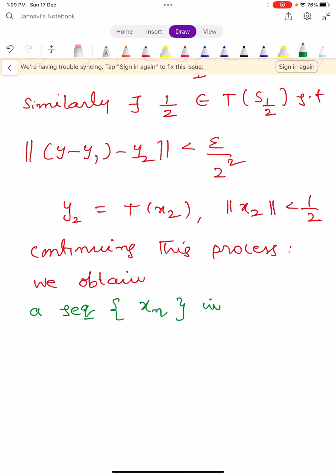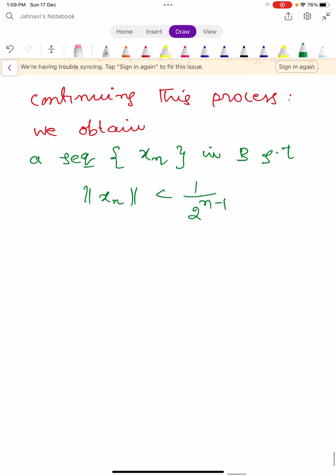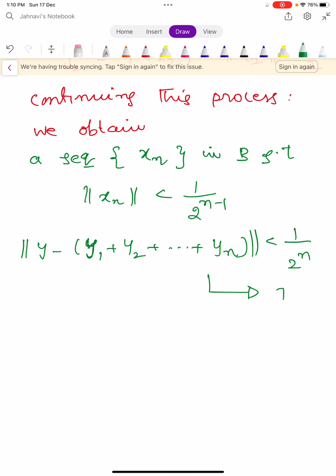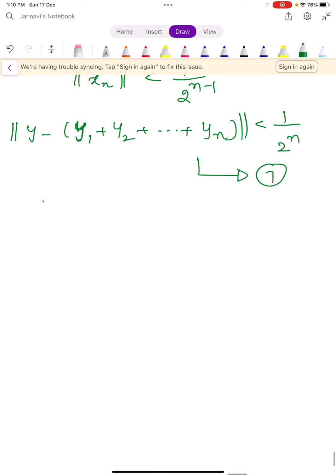xn in capital B such that norm xn is less than 1 by 2 power n minus 1, and also norm y minus y1 plus y2 plus and so on plus yn is less than 1 by 2 power n. Let it be equation number 7, where again yn is equal to T of xn with the property norm xn is less than or equal to 1.